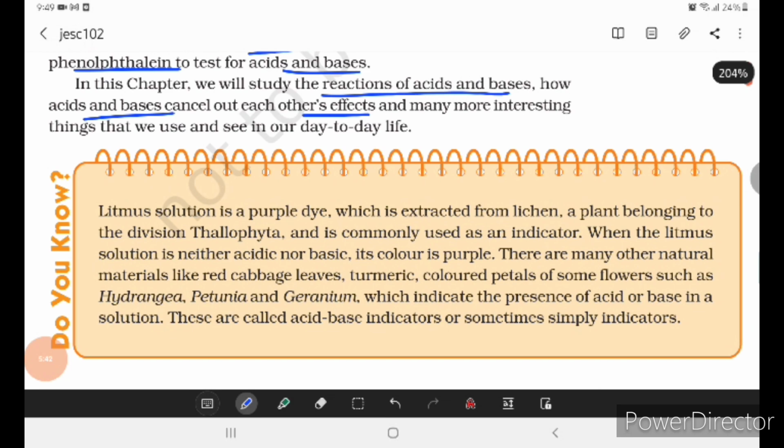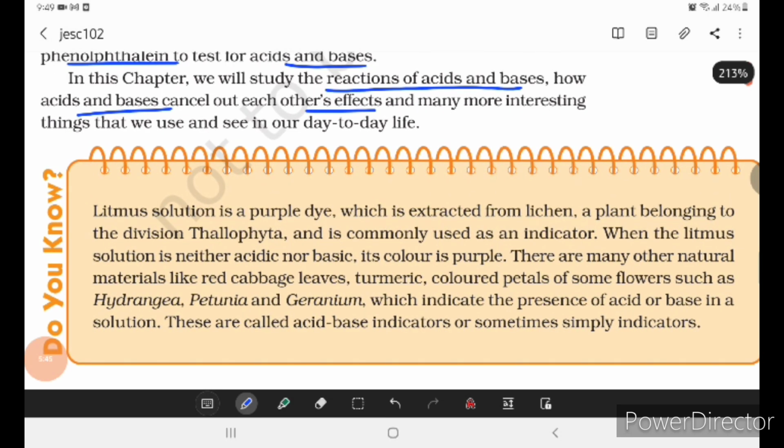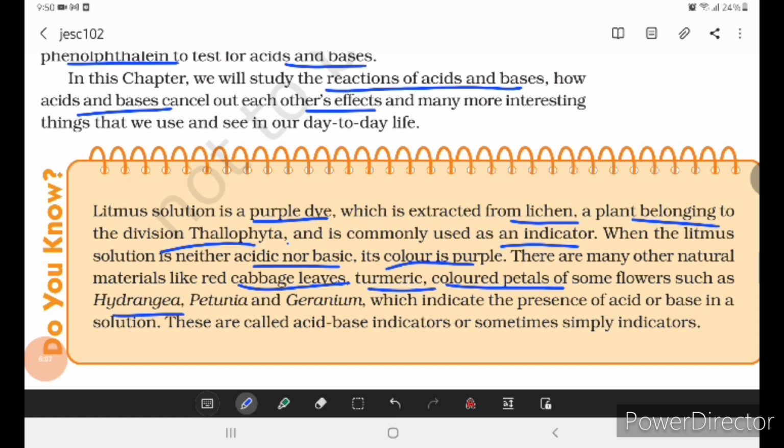First, let us know about litmus solution. Litmus solution is a purple dye extracted from a lichen, a plant belonging to the Thallophyta group, and is commonly known as an indicator. When the litmus solution is neither acidic nor basic, its color remains purple. There are many other natural indicators like red cabbage leaves, turmeric, and colored petals of some flowers such as hydrangea, petunia and geranium, which indicate the presence of acid or base in a solution. These are called acid-base indicators or simply indicators.